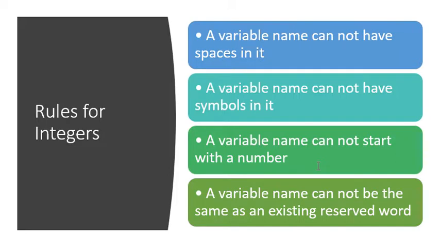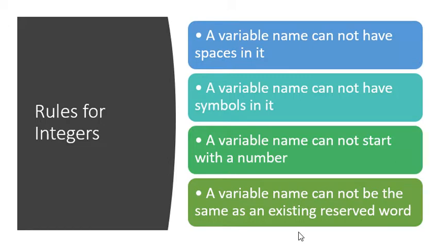I can do that as long as it doesn't start with a number. And the last thing is you can't use a name that the computer's already using, right? So it says a variable cannot be the same as an existing reserved word. So we can't take a name that already is used in the program and give it to an integer, because then the computer will get confused, right?